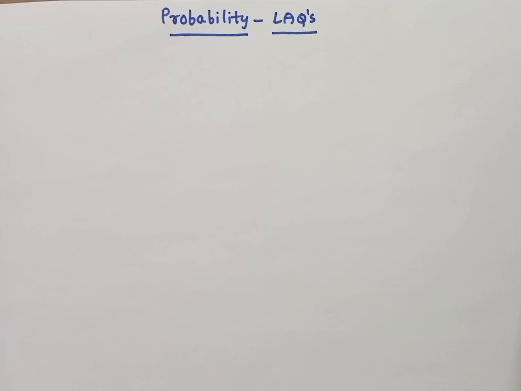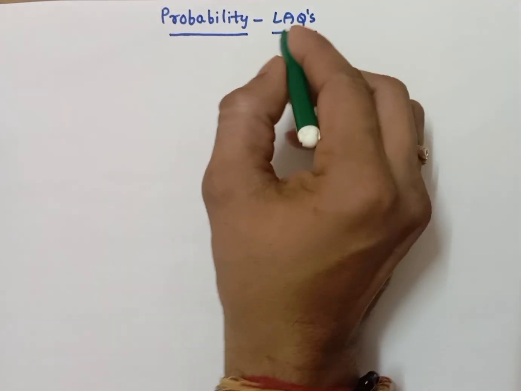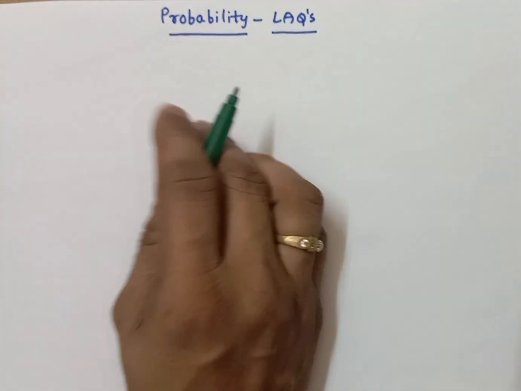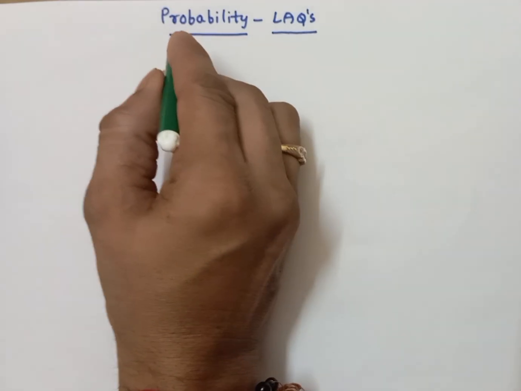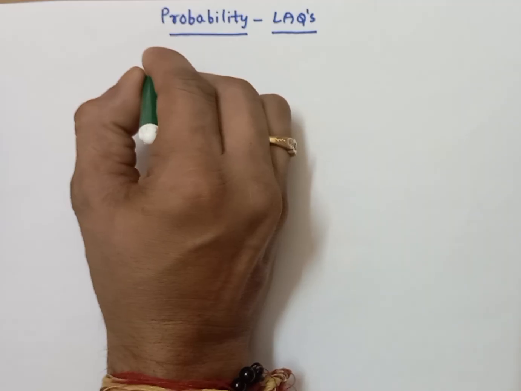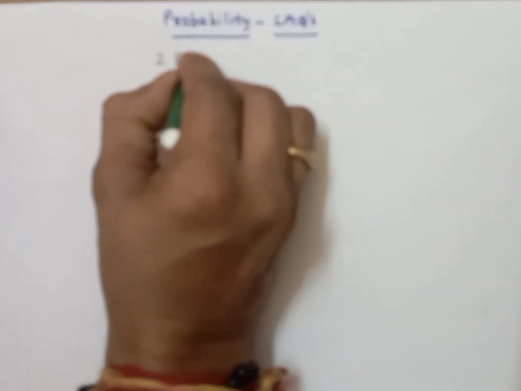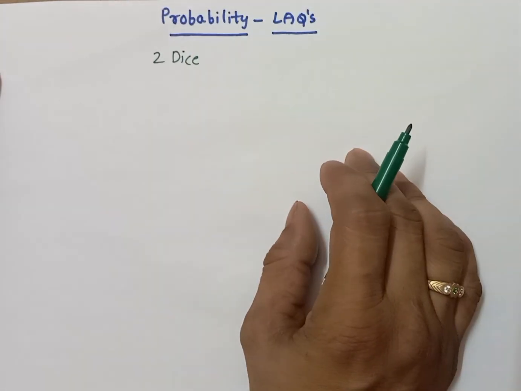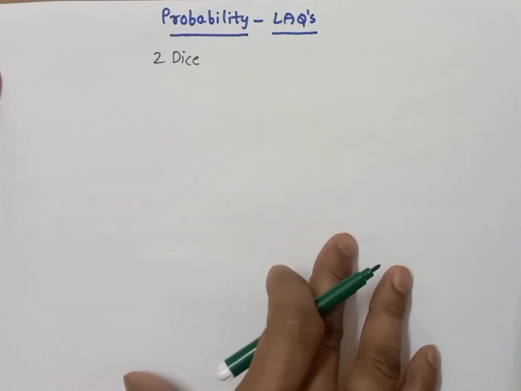Hello everyone. In this video, we'll see long answer questions from probability. The main concept for the long answers is two dice. Whenever two dice are rolled simultaneously, you will be asked these questions.